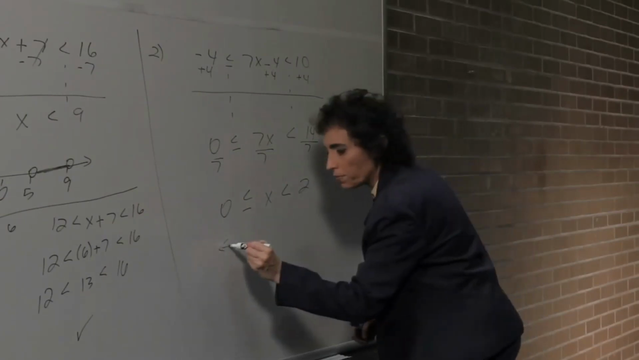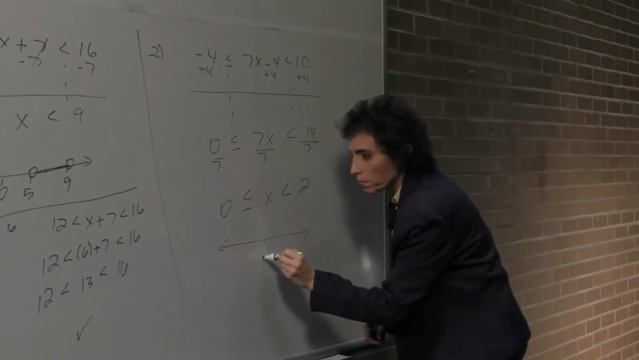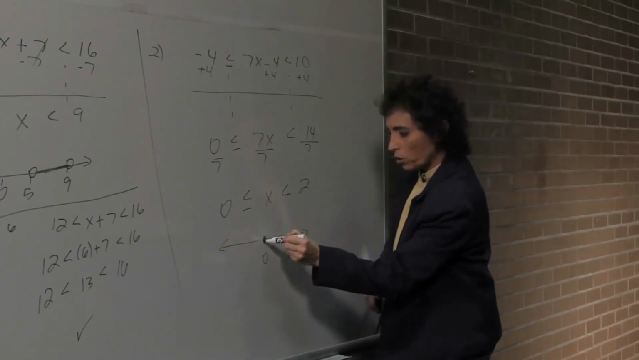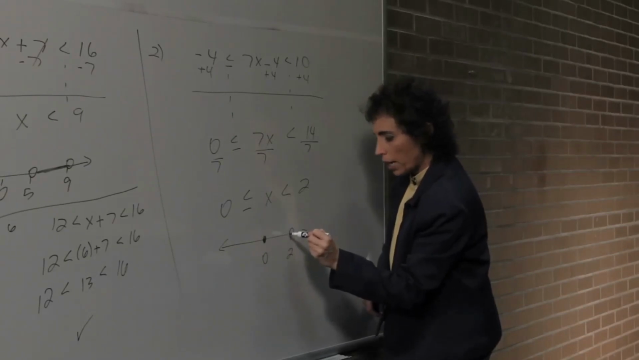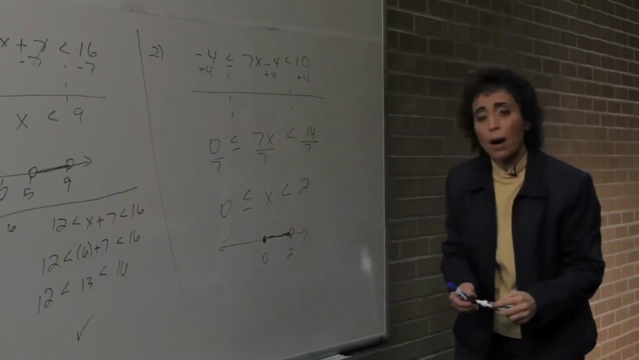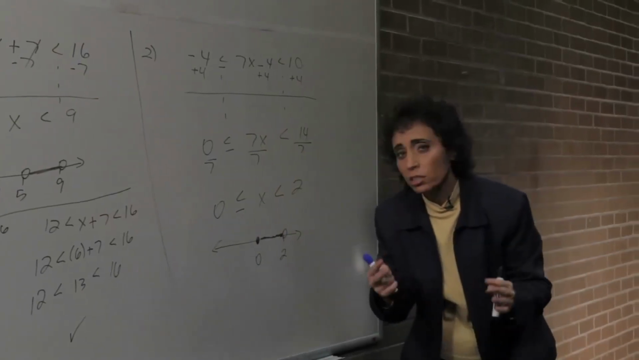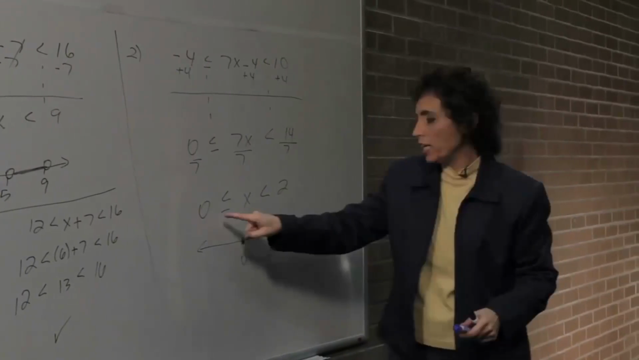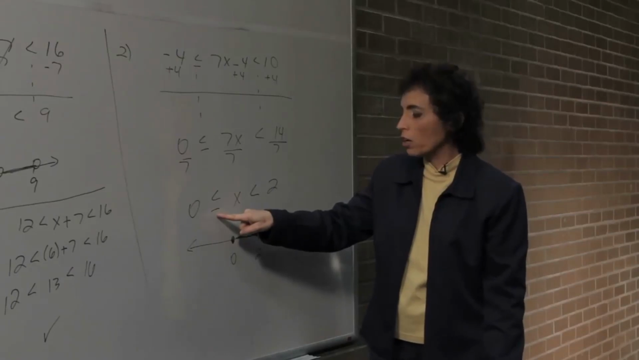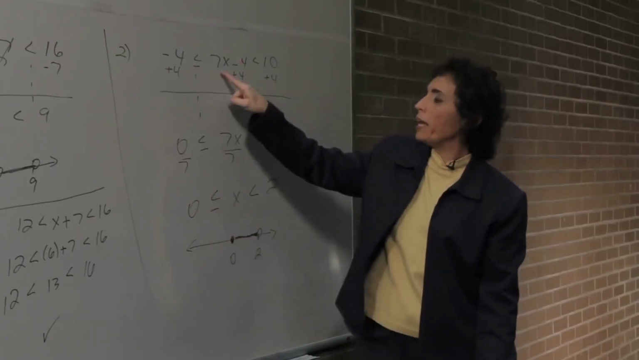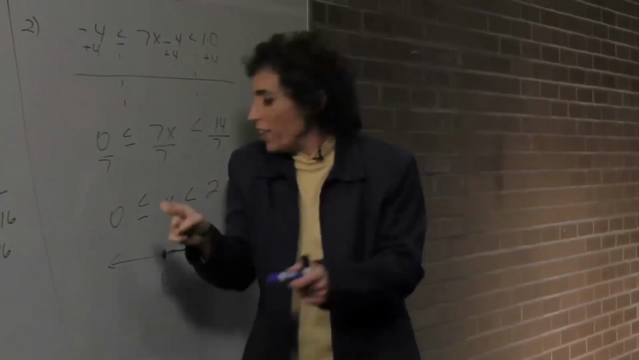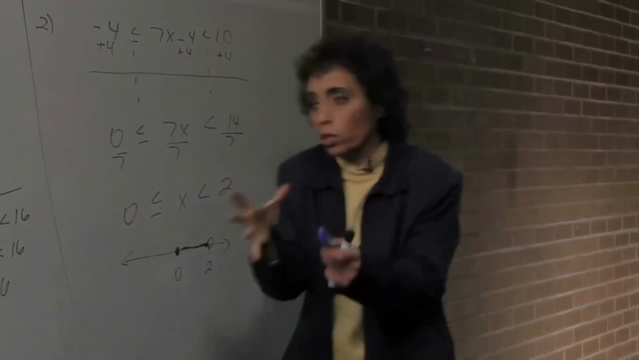To graph this, 0, here's 2 if you want. 0 is included, we color it in. 2 is not included, and all the real numbers between there. There's your graph. How many checks? Take a guess. Yes, 2. There's 2 checks. We need a number between here, and we need 0. We need to check 0. What will 0 do? 0 would make it equal to one of the sides, and it does. 7 times 0 is negative 4, because remember, the end point makes you equal, okay?